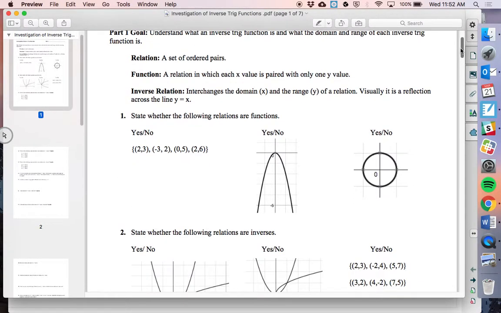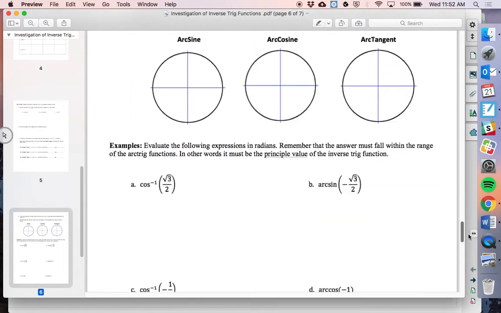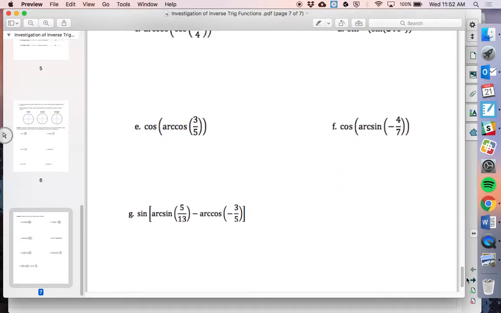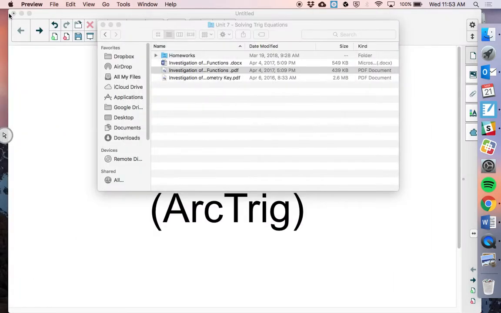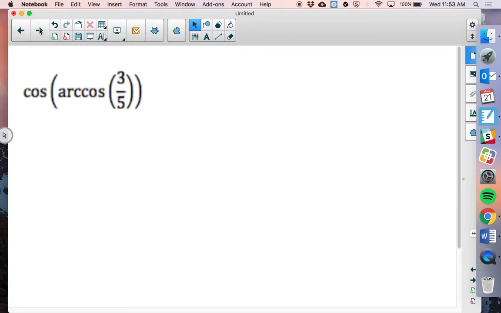That was this activity here that we did a couple weeks ago. And we are going to go over E, F, and G from this worksheet. So investigation of inverse trig functions, get that out, and we're going over E, F, and G. I like to call these ArcTrig triangle problems, and you'll see why in a second.